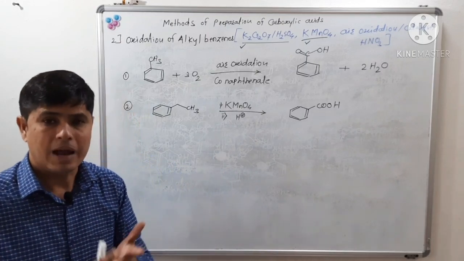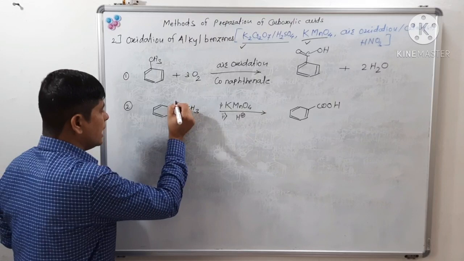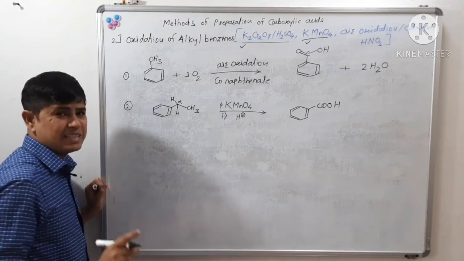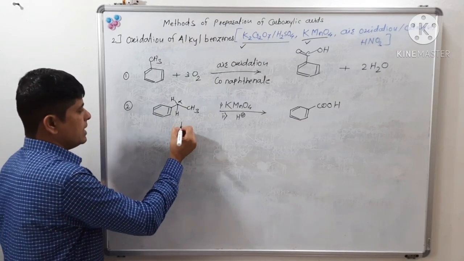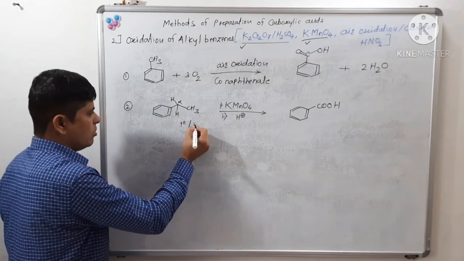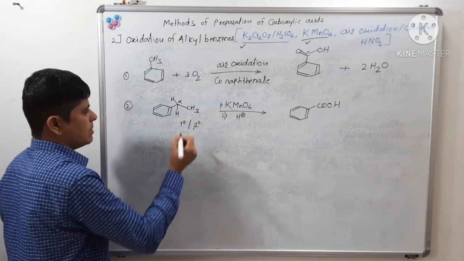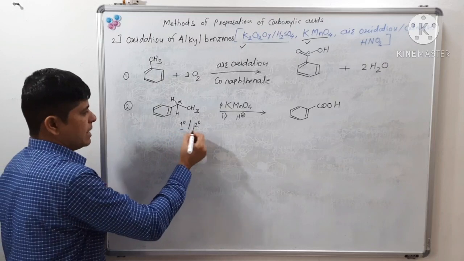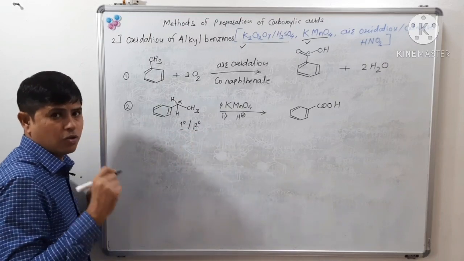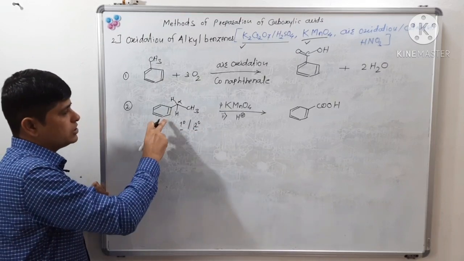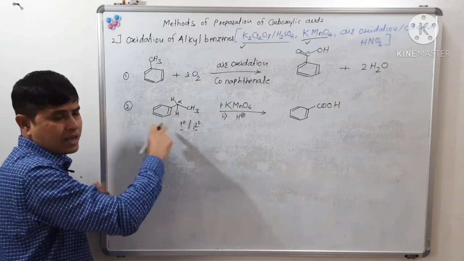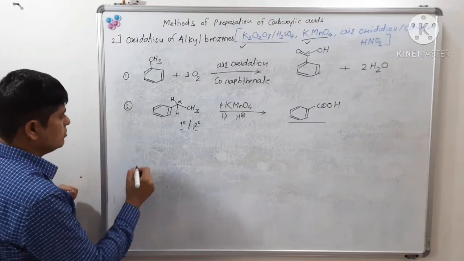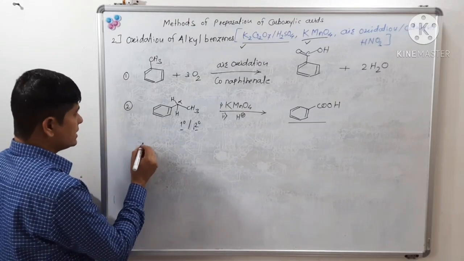Because this is the alpha carbon atom, if it is having a hydrogen atom, if it is a primary or a secondary carbon atom, this is what is called the benzylic carbon atom. If it is primary or secondary, then it will undergo oxidation, and there will be conversion of this type of alkyl benzene into benzoic acid always. Now just see one more example.